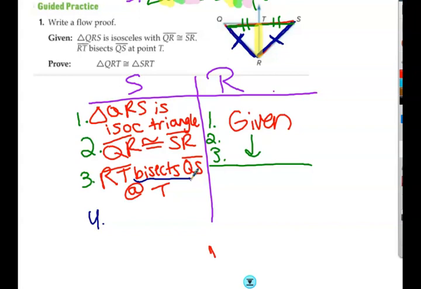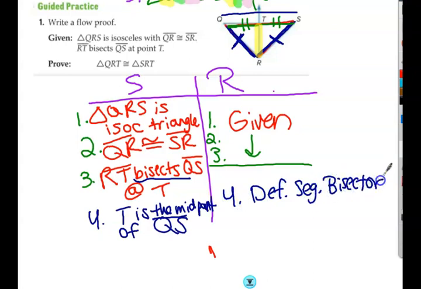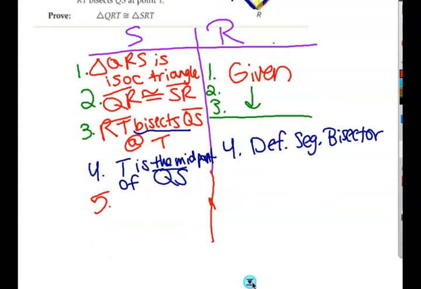What does that mean? That T is the midpoint of QS, based on the definition of segment bisector. It would be pretty important to have all your proof information from Unit 2 because a lot of that information is going to help you in this unit and beyond. All right. Now let's talk about the next step. Okay, so let's go back.